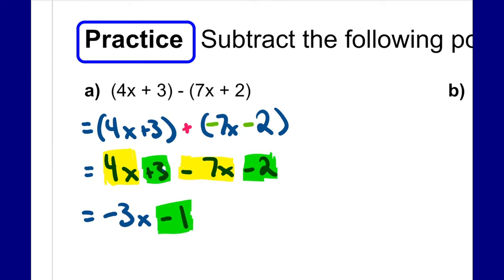And I have collected my like terms. I've simplified it as much as I can. All that's remaining are two terms that are unlike, so there's nothing else that I need to do. I can't simplify it any further.